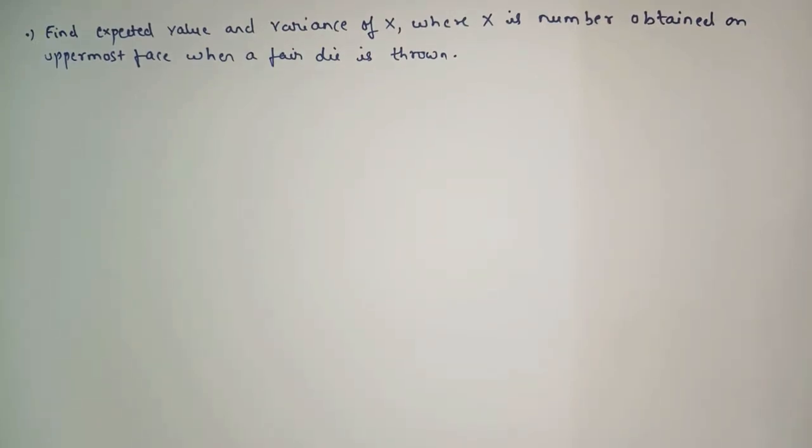Hello students. So now in this lecture we're going to do the sums based on dice. As in the last lecture we saw the sums based on coins. We saw three sums based on the coin: when a single coin is tossed, when two coins are tossed, when three coins are tossed, and I had given one sum for practice also.